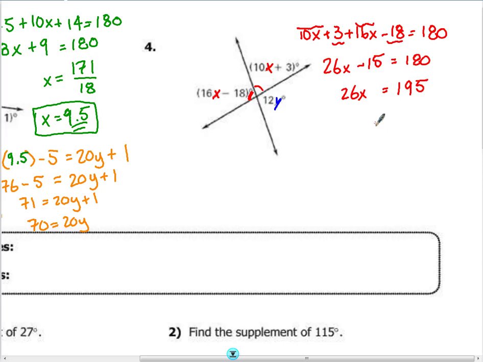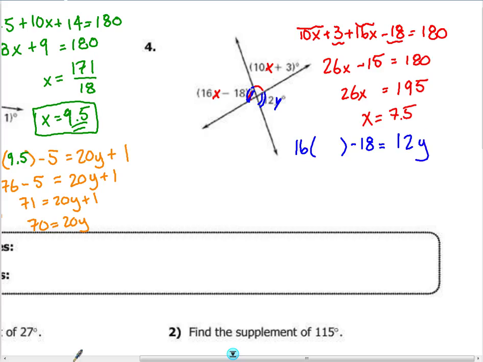Now that I've found my x, I'm going to plug that into the relationship that one of the angles shares with 12y. So this angle 12y is a vertical angle of this angle right across from it, formed by two pairs of opposite rays. So that means 16 times x, whatever that quantity is, minus 18 has to be equal to 12y. And I know that x is equal to 7.5, so I'm going to plug that in here.